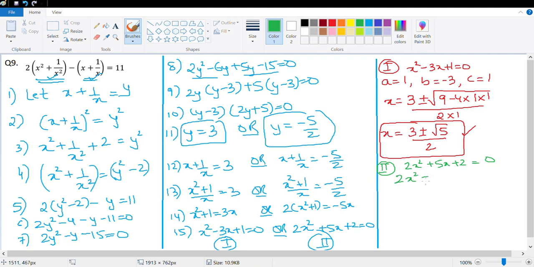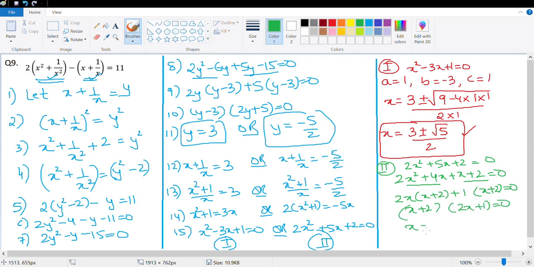So 2x² + 4x + x + 2 = 0. Grouping it the way I've underlined, 2x(x + 2) + 1(x + 2) = 0. (x + 2)(2x + 1) = 0, which means x = −2, or x = −1/2.